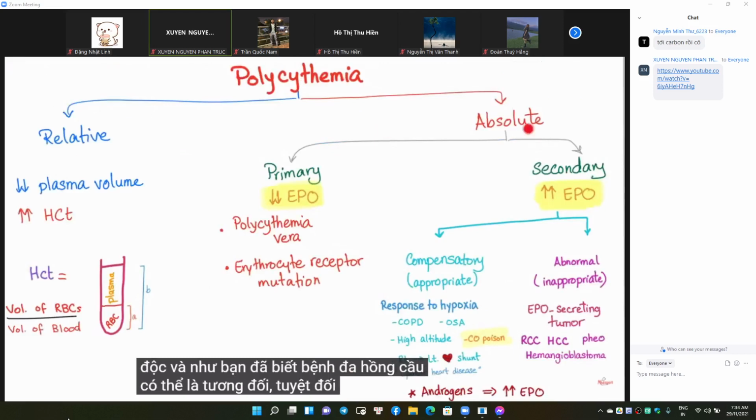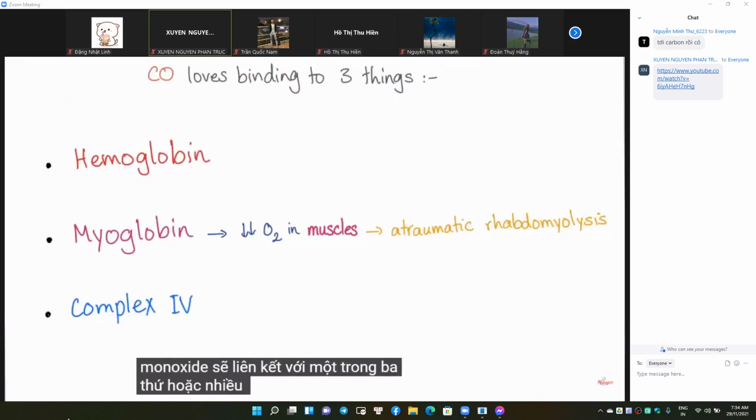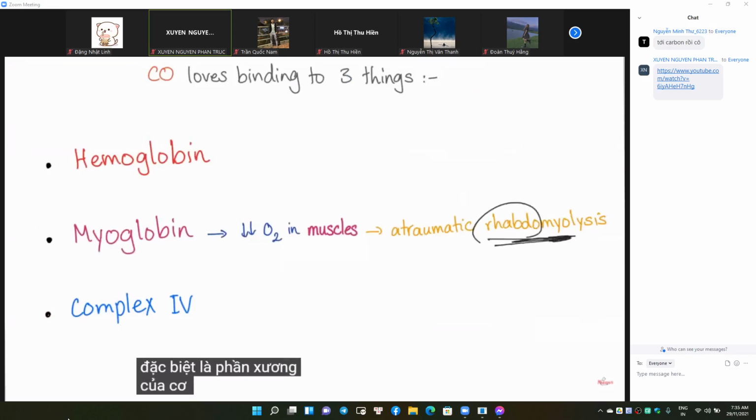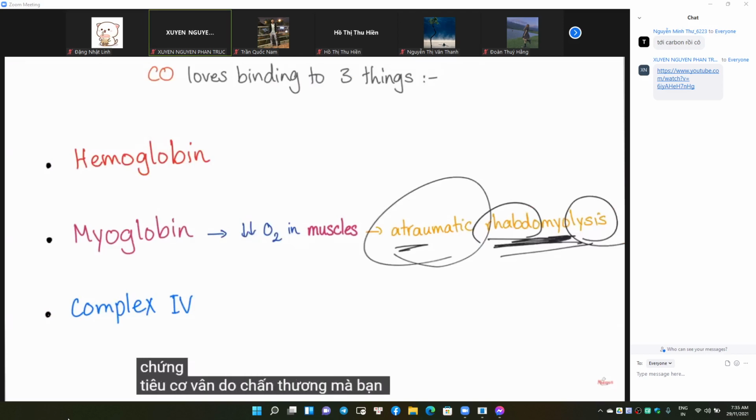And as you know, polycythemia could be relative and absolute. Absolute could be primary or secondary increase in EPO, and one of the causes was CO poisoning. By the way, CO poisoning can be chronic in the case of cigarette smokers. Carbon monoxide will bind to one of three things or more: hemoglobin, myoglobin, and complex 4 in the electron transport chain. When it binds to myoglobin, again, less oxygen is available for the muscles, leading to destruction of the muscles. Rhabdomyolysis. Rhabdo is the muscle, especially skeletal muscle, rhabdomyo, lysis, destruction, and it's atraumatic because most of the time rhabdomyolysis is because of injury, accidents, whatever, but this is atraumatic rhabdomyolysis.